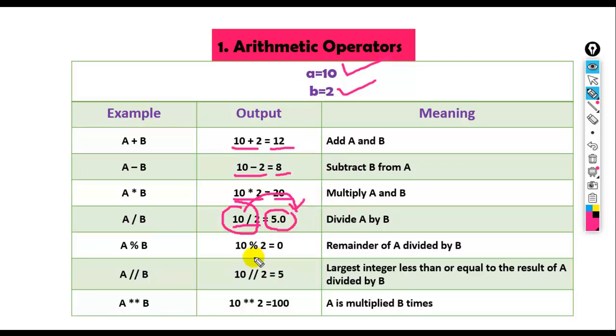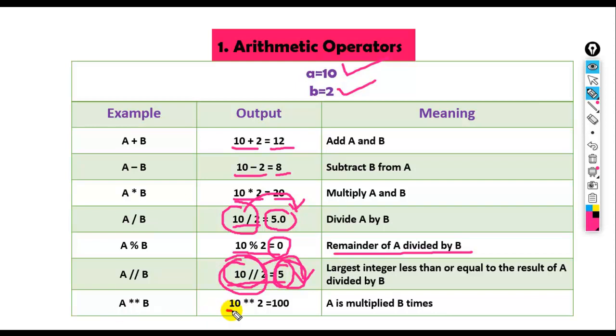Please remember this. Now here 10 mod 2, obviously output is 0. Remainder of a divided by b. So as you can see here, 10 floor division 2, output is 5. Here you can see both are integers and output value is also integer type. Please remember this. In floor division, if both arguments are of integer type, then output is integer type.